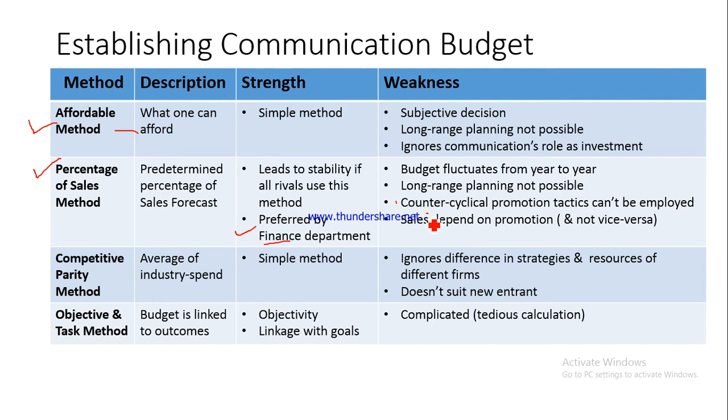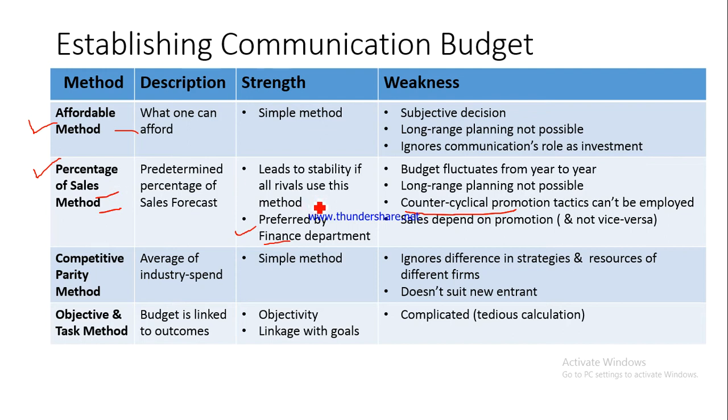So many a times companies and firms go for counter-cyclical promotional tactics and counter-seasonal promotional tactics, right? Now this again would not be possible here. Now what is the reason why this would not be possible here? Please understand, counter-cyclical would mean that if the sales are low, you spend more. However, here the percentage of sales method will do what? If percentage of sales method is used, what will happen?